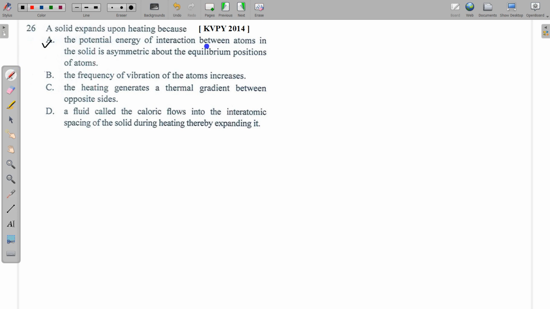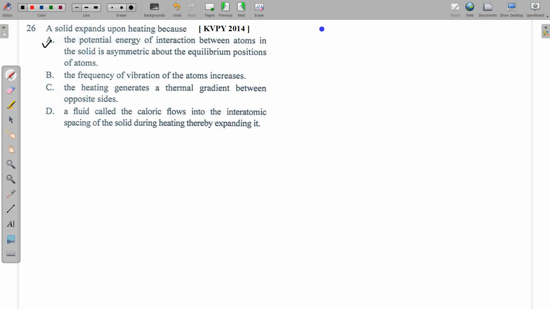The potential energy of interaction between atoms in the solid is asymmetric about the equilibrium positions of the atoms. So again, it is a theoretical question, and we must know what this asymmetry is all about and how it is creating the thermal expansion in the solids. First, let us talk about the potential energy curve, potential energy and total energy.